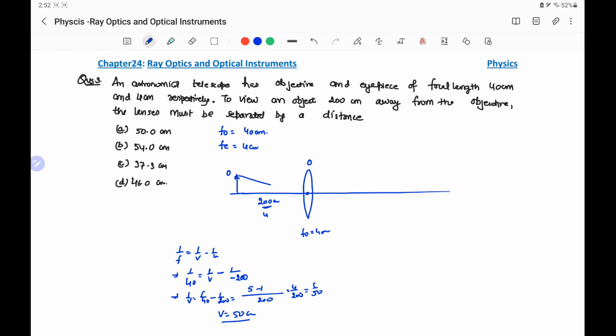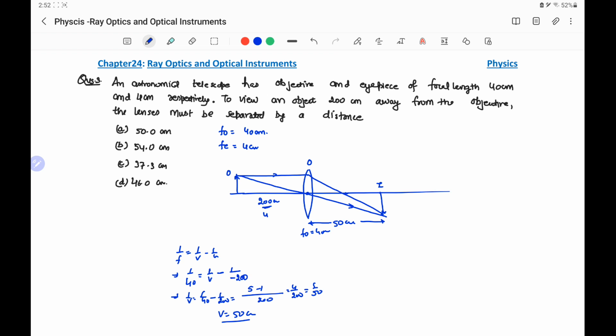One of the rays is taken through the optical center, which moves undeviated. Another, say we take parallel to the principal axis, so it will pass through the focus, and the rays cut at some point at which we find the image I, and this distance of the image I from the objective lens is 50 centimeter.